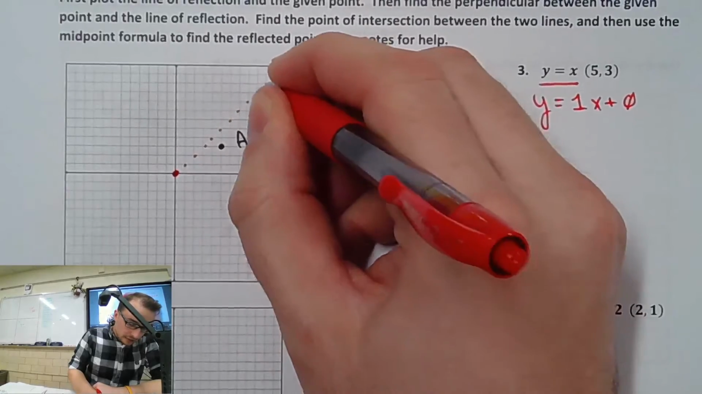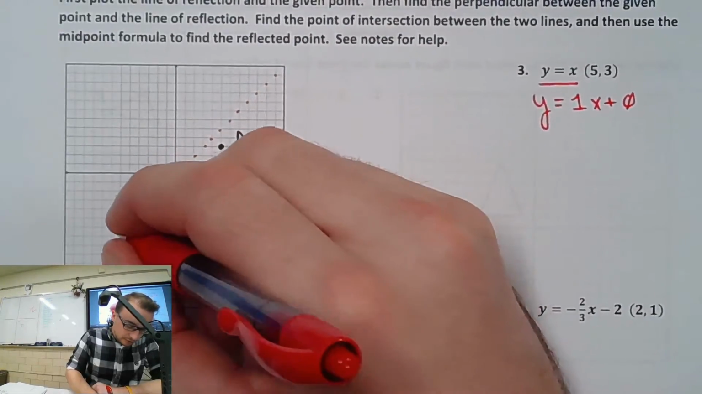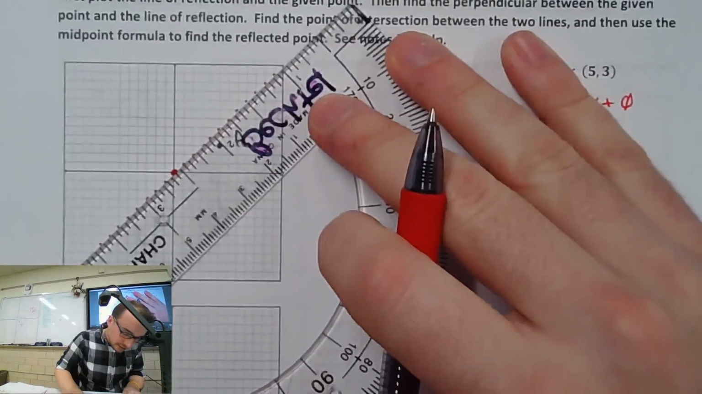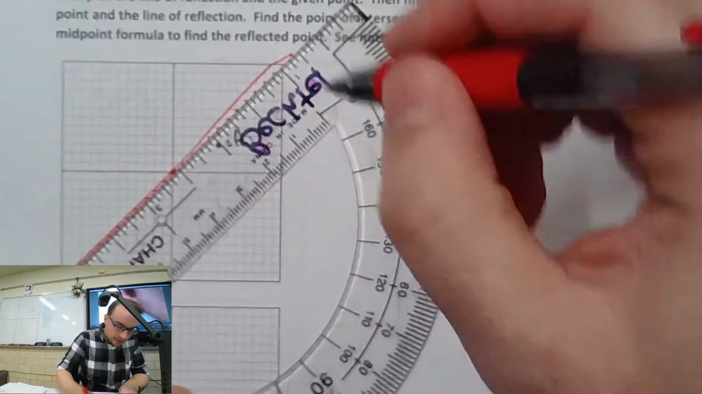It's okay that it didn't go through A. Remember, that's not the point. We're drawing the line of reflection, the line that we're going to flip it over. So once I have a pretty good understanding of what that line is going to look like, again, the more accurate, the better, I'm going to draw that line. Ah, wonderful. So there's the line.